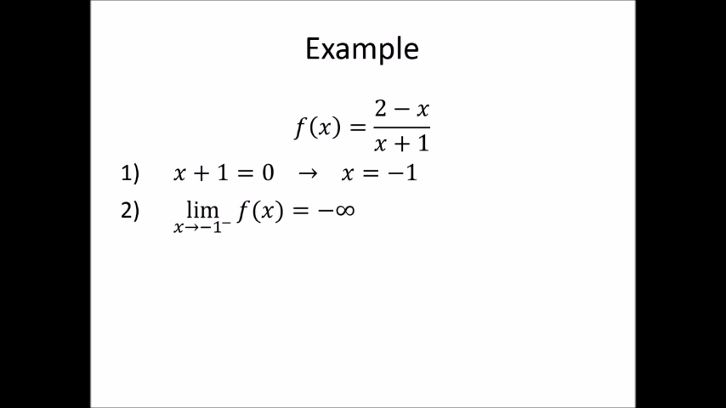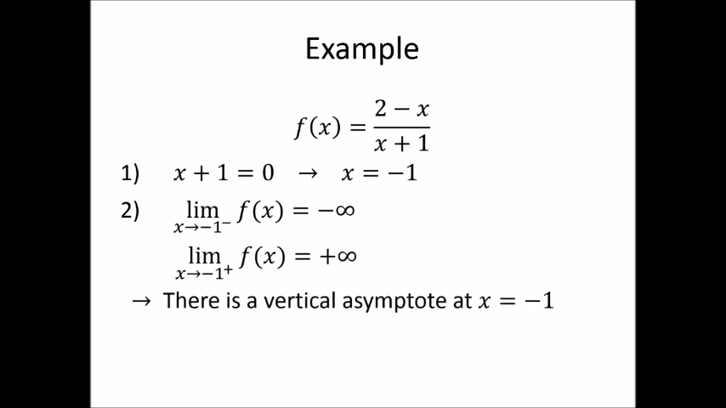-0.99999 plus 1 is still a positive number. So what that means is that when you approach the critical value of -1 from the positive side of the number line, you get a positive infinity. Since both of these limits are going to infinity, you have a vertical asymptote at x equals -1.